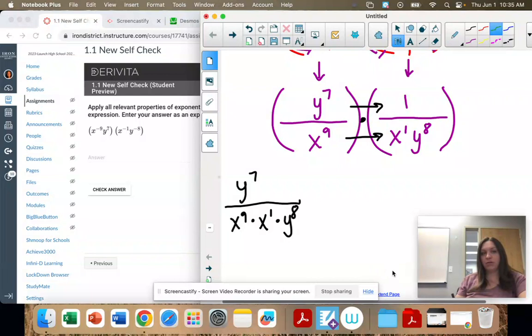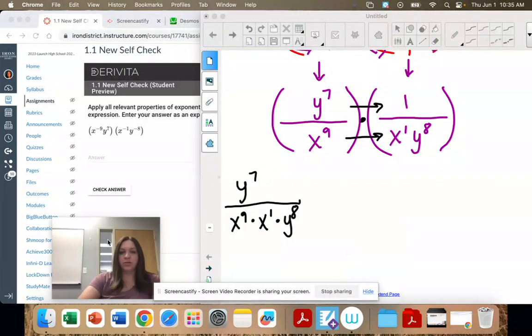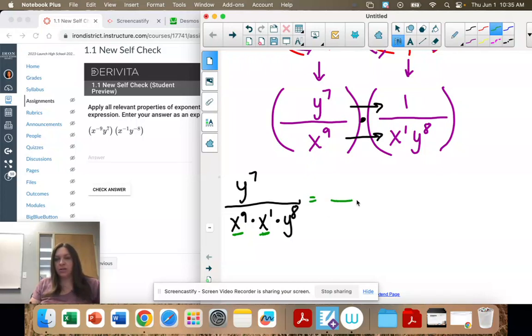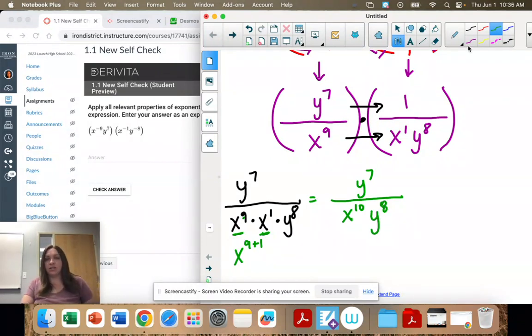So I'm hoping you realize we can combine two of these. These both have base x, right? So do you remember the rule? We add them. 9 plus 1, you add the exponents, it's really 10 x's and 8 y's in the denominator.